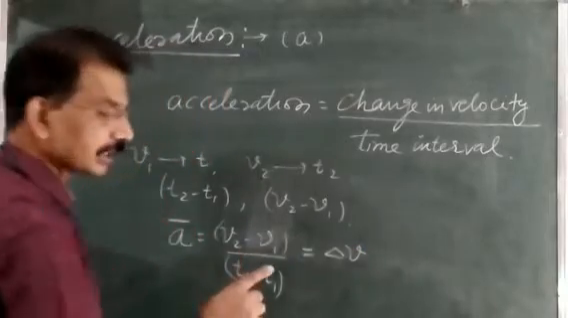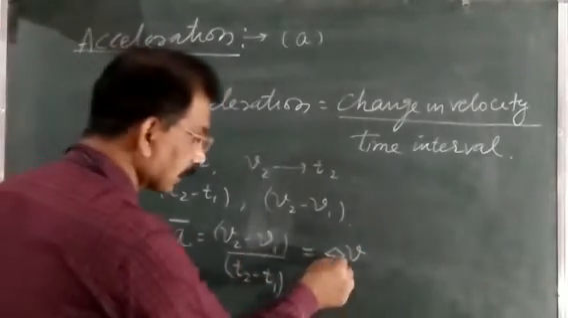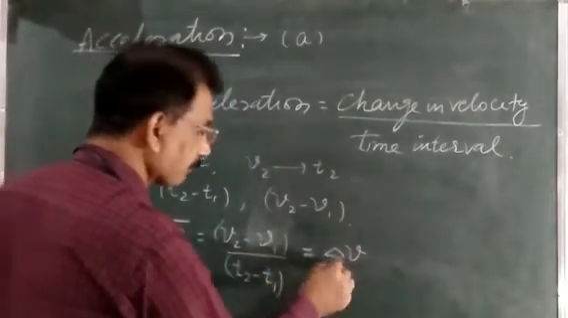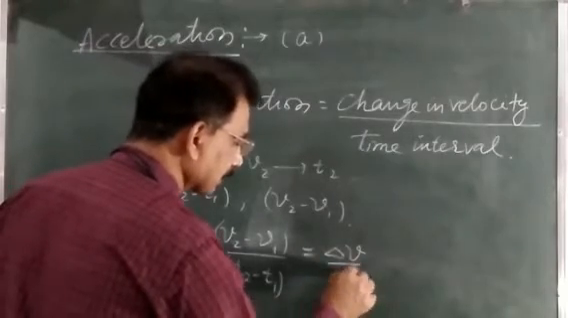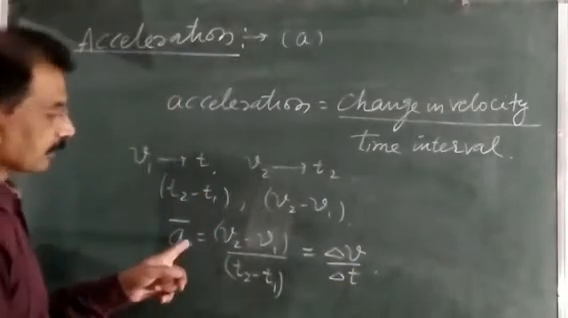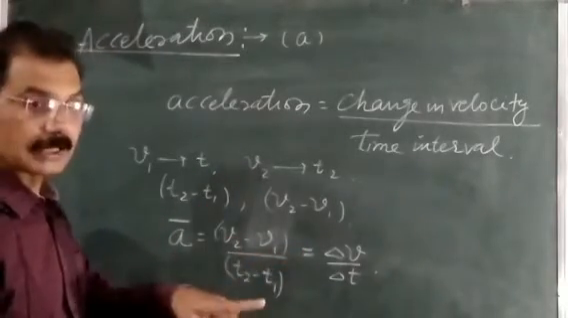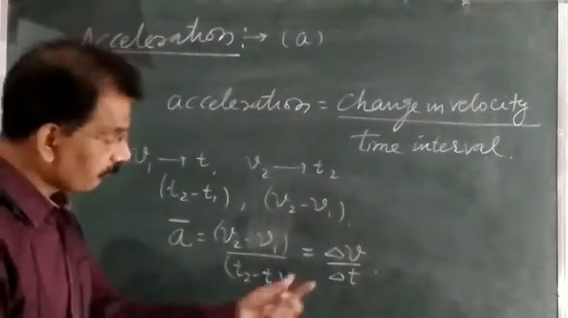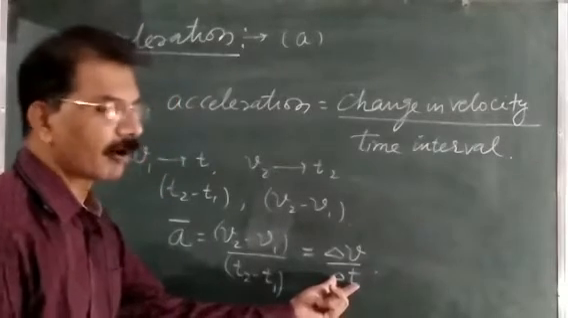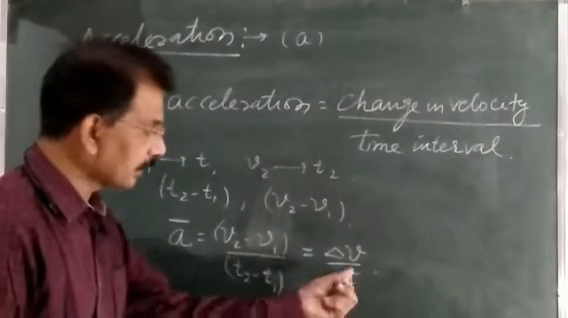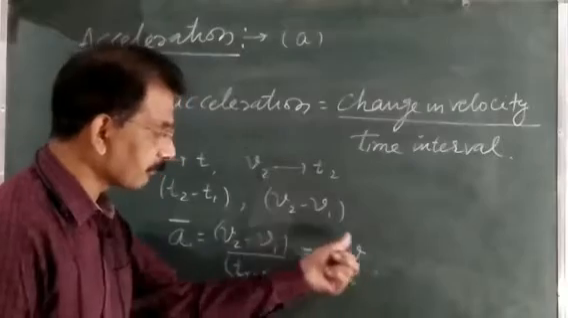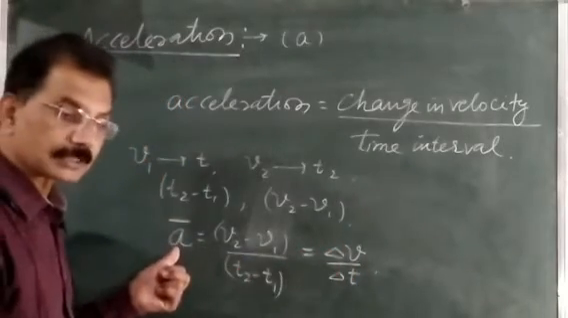I told you earlier, what do we use to represent change? Delta. So this becomes delta v upon delta t. This will give the average acceleration. And how can we find the instantaneous acceleration? When this delta t becomes very small, then the whole average acceleration becomes instantaneous acceleration.